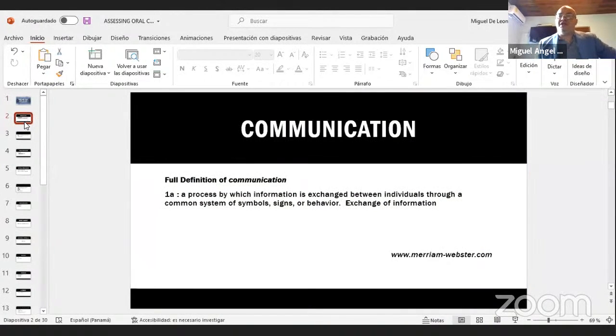So communication, this is the Merriam-Webster definition. You see, we always associate communication with exchanging information, right? Well, through the use of symbols, signs, and even behavior.